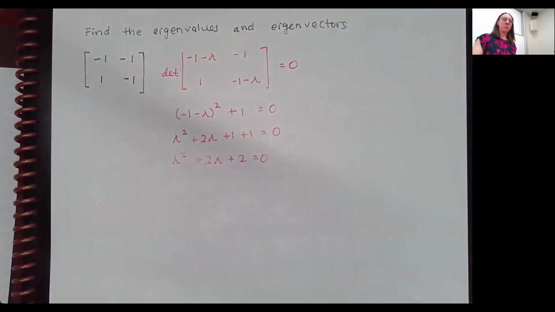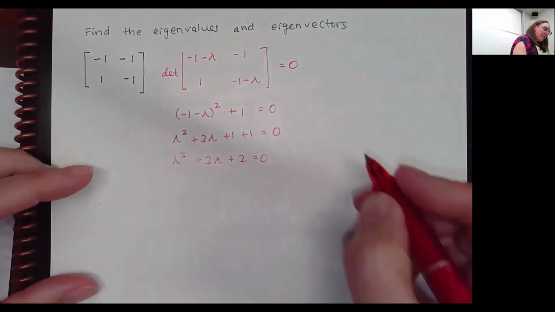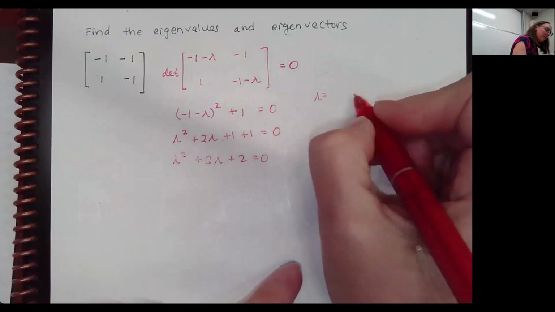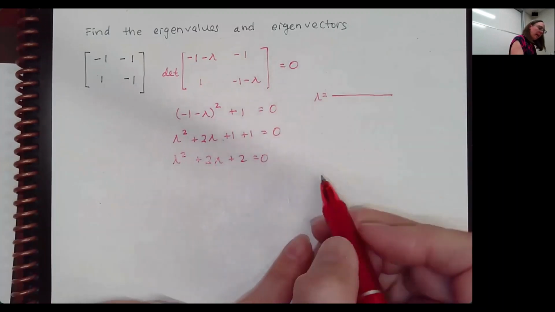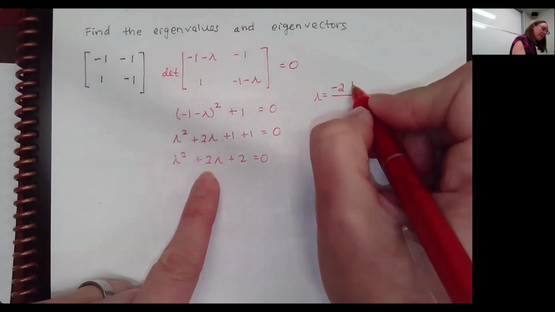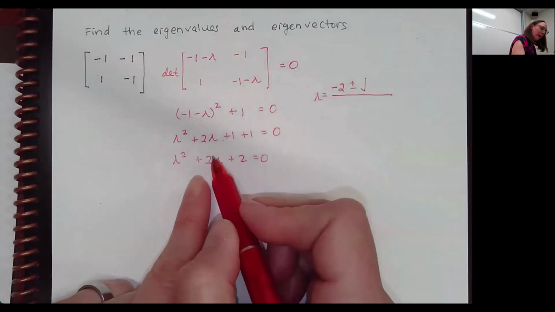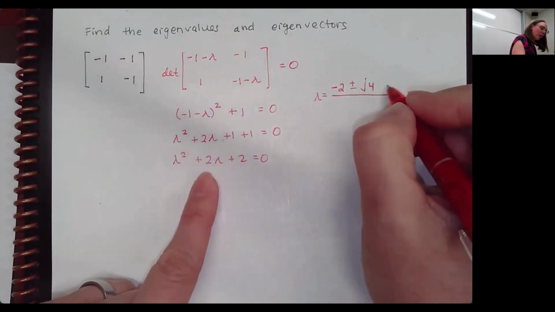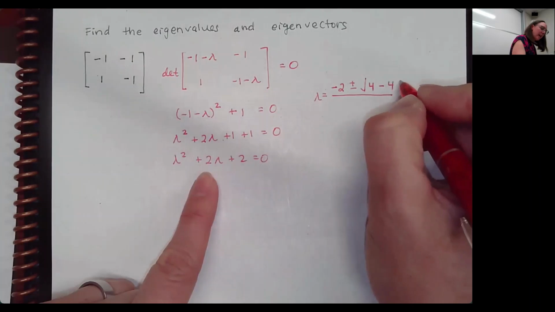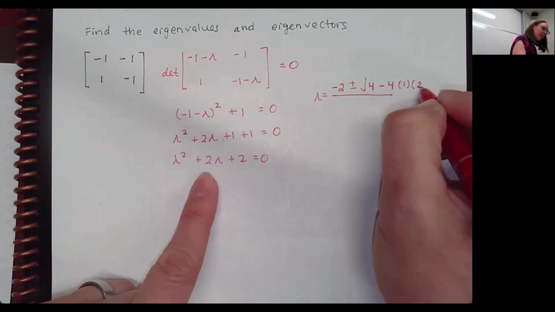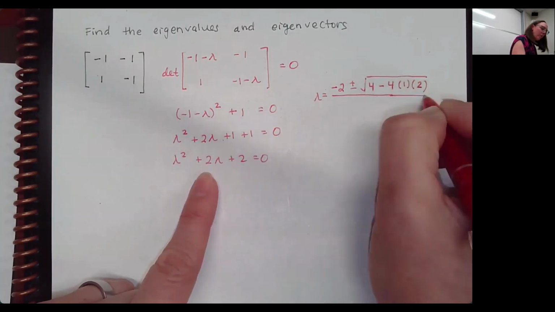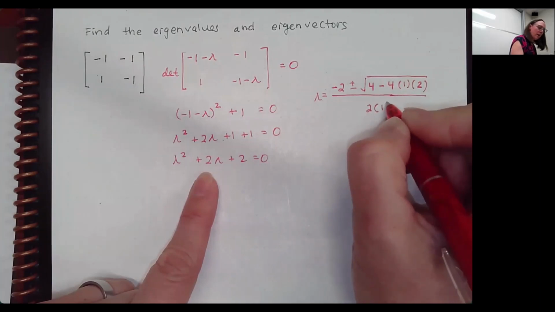It doesn't factor, so I'm looking to use the quadratic equation. So my lambda is going to be equal to negative b plus or minus the square root of b squared. So 2 squared is going to give me 4 minus 4 times a times c. And that whole thing will be over 2a.